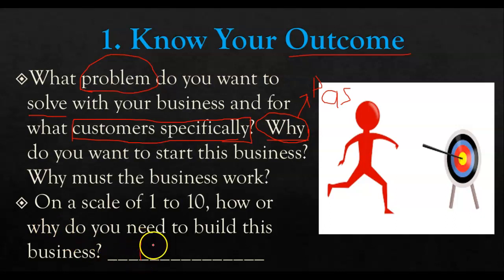Okay, maybe it's a 10. If it's a 10, it means that you are going to do everything it takes to make the business work. However, if it's a 5, then if there's a problem or difficulty, you are going to quit. So you really need to have a very good why, a good reason why the business must succeed.